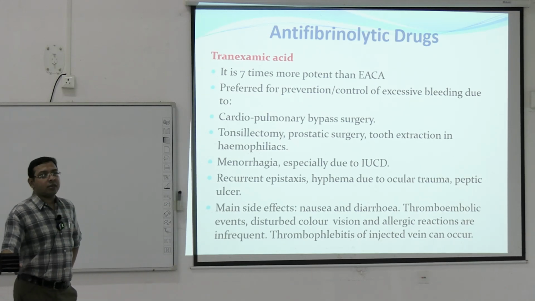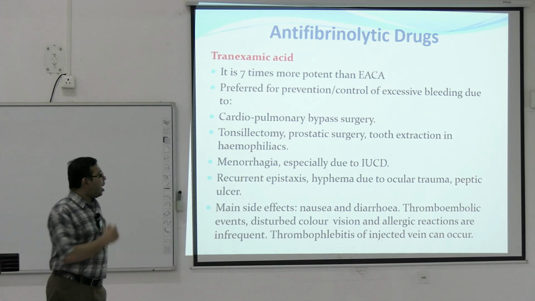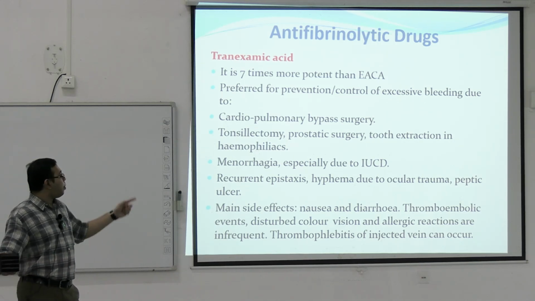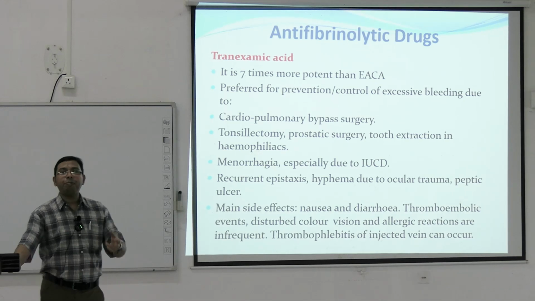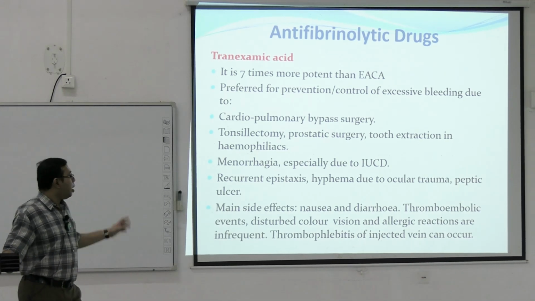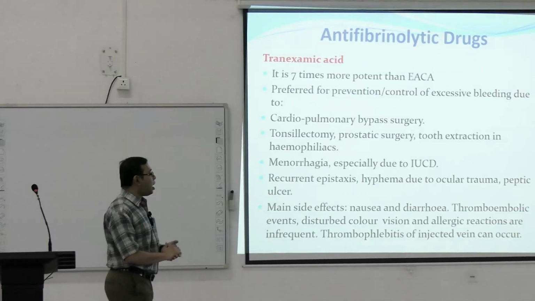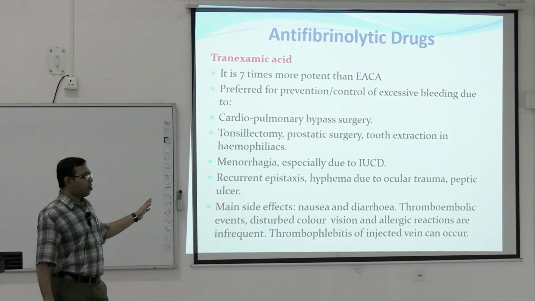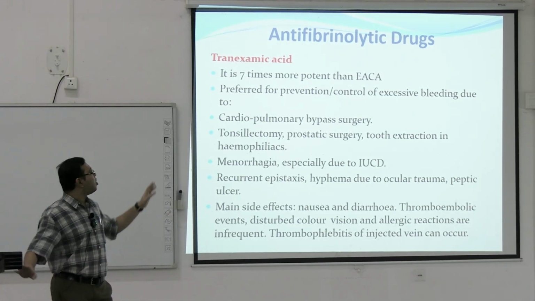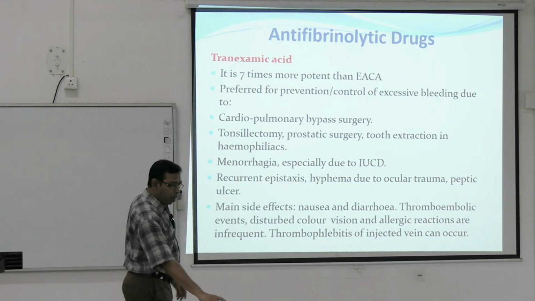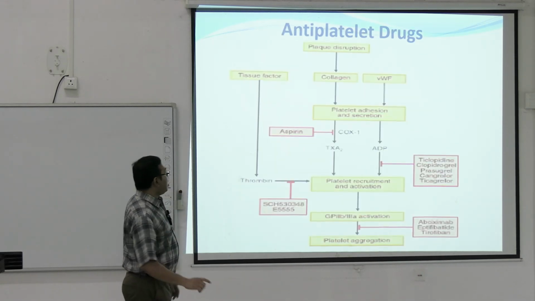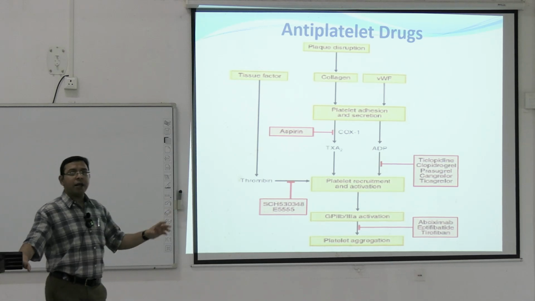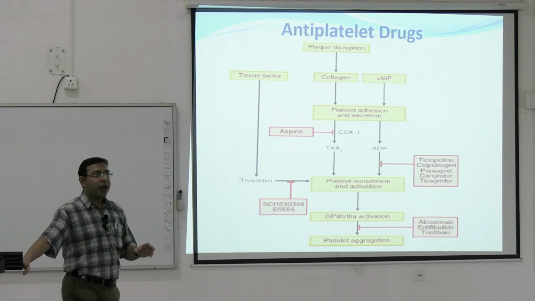Recurrent epistaxis, that is bleeding through the nose. Hyphema, that is blood present within the eye due to ocular trauma. Bleeding peptic ulcer, here we can use it. The main side effects are nausea, diarrhea, thromboembolic events, disturbed color vision, allergic reaction, etc., but very infrequent. So tranexamic acid is very commonly used in these cases. Antiplatelet drugs we have already discussed; they basically block platelet adhesion and aggregation.